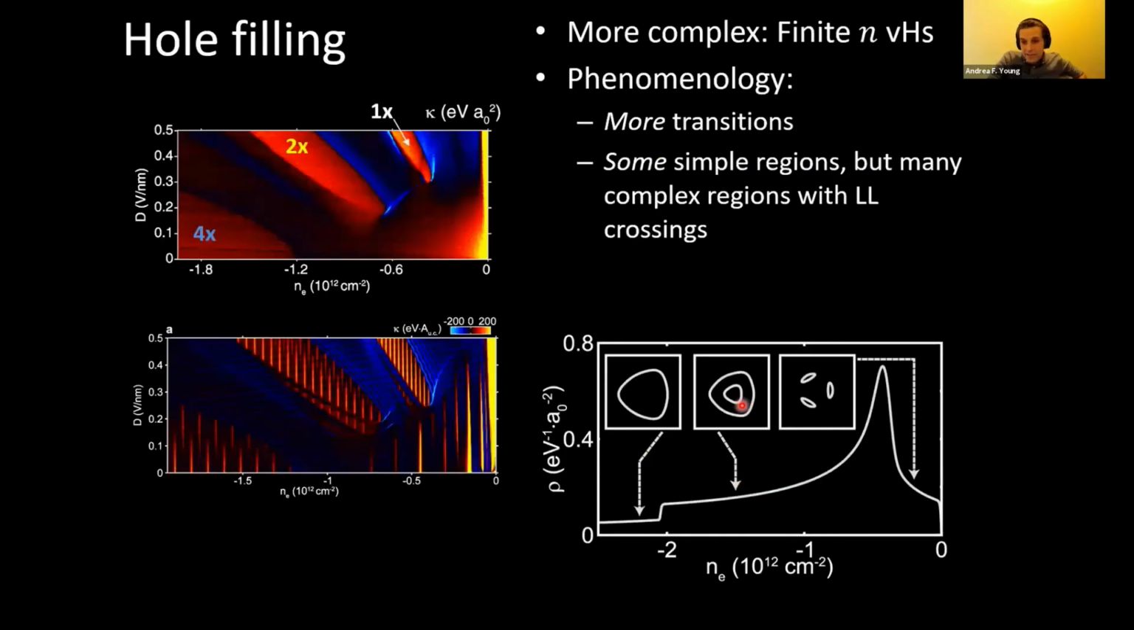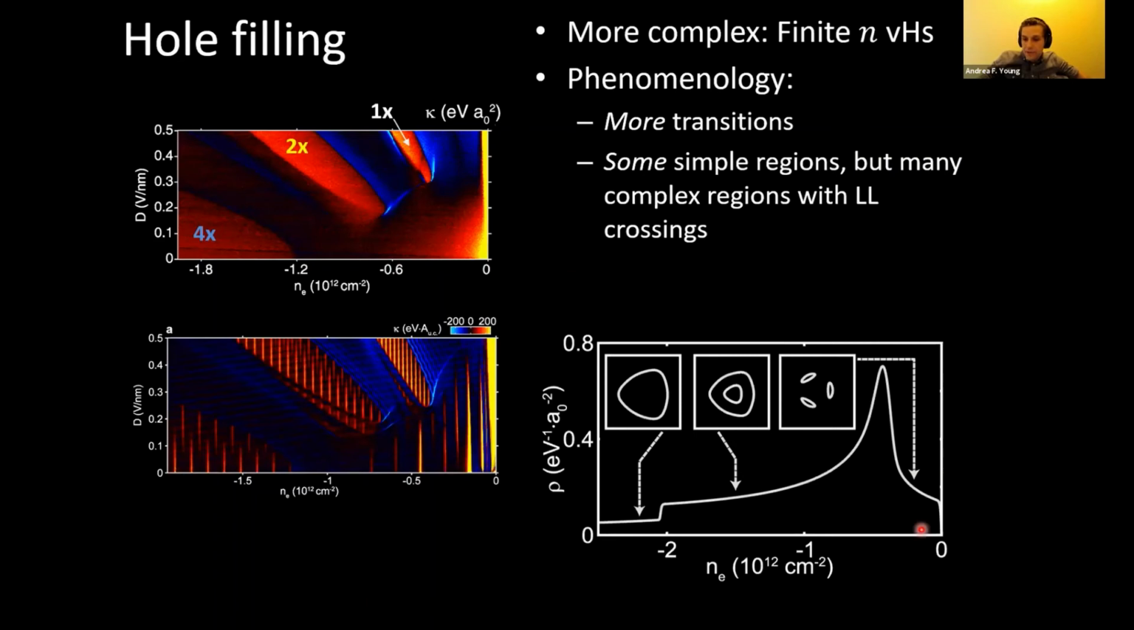Okay, so in the last few minutes, let me walk you through some more of the zoology of these ferromagnetic phases, in particular for hole filling. It's much more complicated. There's lots more transitions, right? There are some simple regions. So here I'm showing you the same compressibility data, but taken at finite magnetic field, where you have one-fold and two-fold and four-fold regions that look relatively simple.